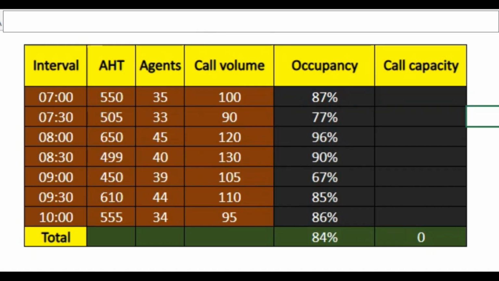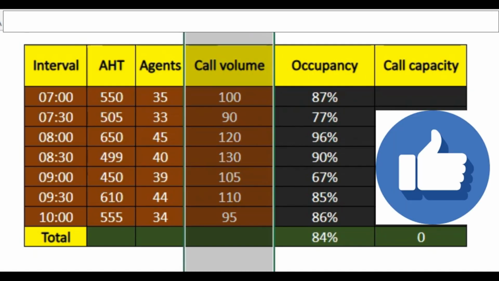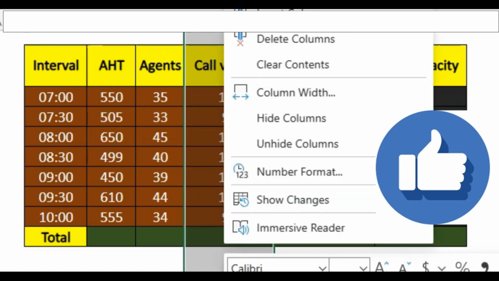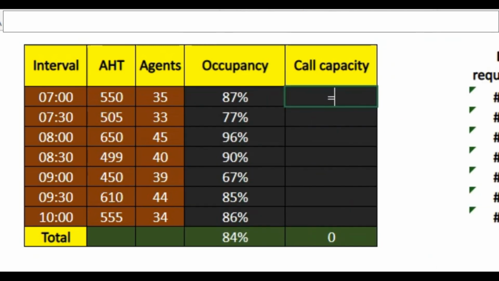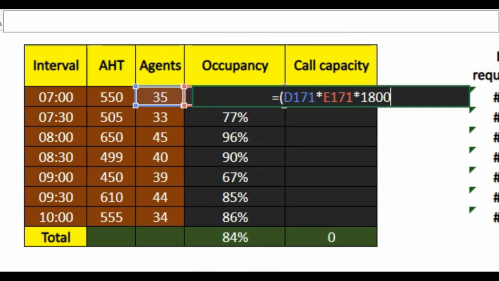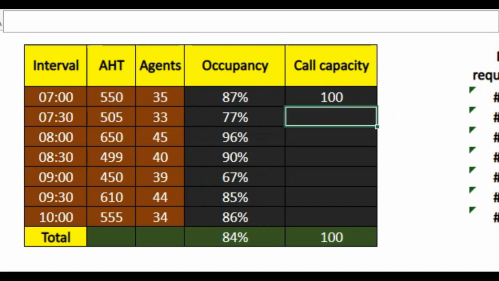So now we have to calculate the call capacity. I need to remove the call volume column so we can get to know what kind of calls can be answered interval wise, right? To find out the call capacity, we need to know how many agents we have in that particular interval and what the occupancy is. 87% multiplied by, again, 1800 seconds, because we have 1800 seconds in 30 minutes, divided by your HT. The moment I hit enter, I will have the call capacity.